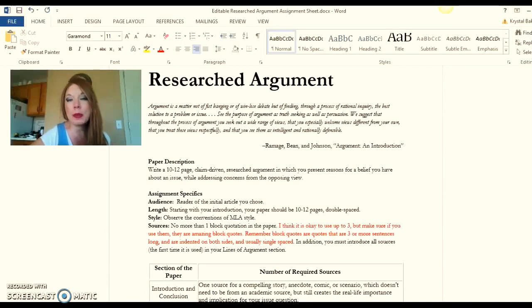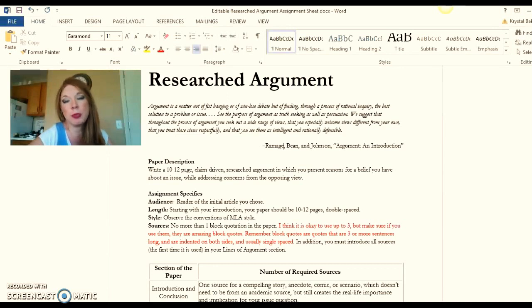Hi, so I thought I would give you some tips on the research argument, our last paper of this term. It is 200 points. So it is a big enough assignment that it could move your whole letter grade up, or down. And it's due the last day of our term, so it's really important that you do the best job that you can on this paper.